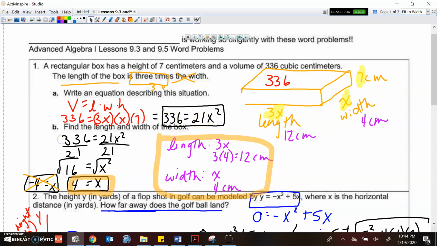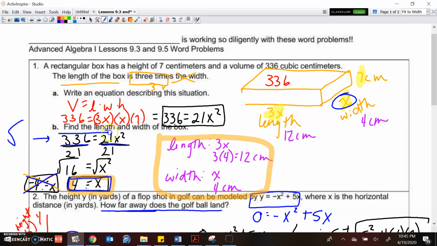All right, so then I went ahead and put in a different color, in blue. I solved this one by using that square root method. We divided both sides by 21, getting 16 equals x squared, taking the square root. I have two answers, but remember, when I sub the -4 back in, that's my width. I can't have a negative distance, that doesn't count. So this is the answer that works.